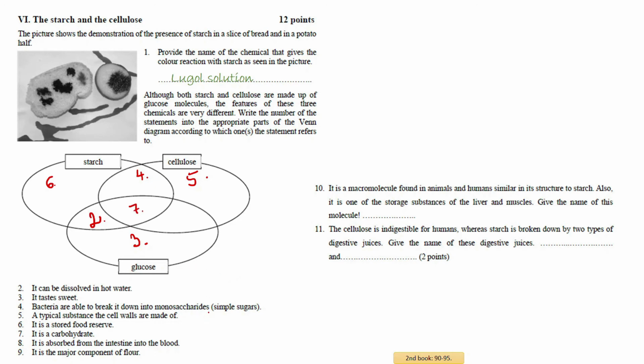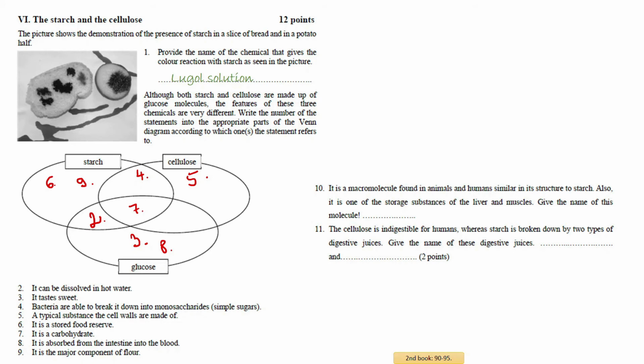It is absorbed from the intestine into the blood. That's going to be glucose, again, a monosaccharide. It is the major component of flour. It's going to be true for starch, so number 9 is in here.